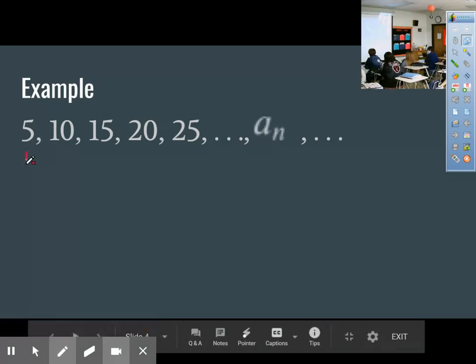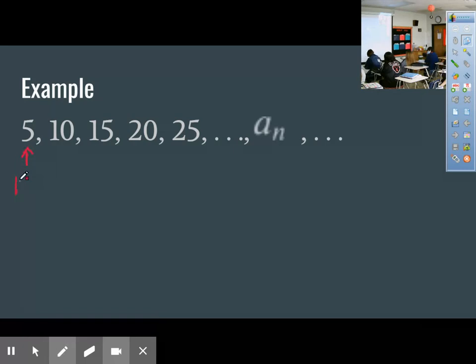This first number here, this is your first term. The 10 would be your second term. The 15, that would be your third term. And then you got your fourth term, fifth term, and so forth, all the rest of them.